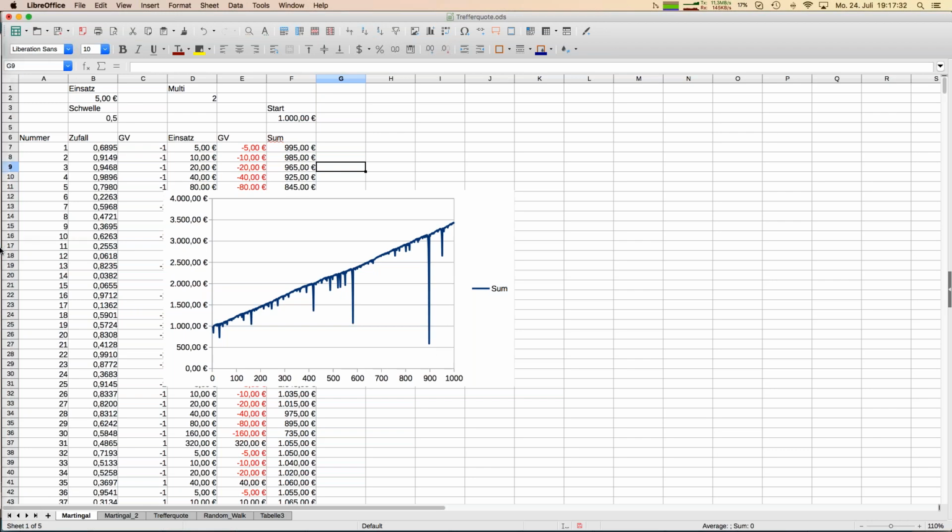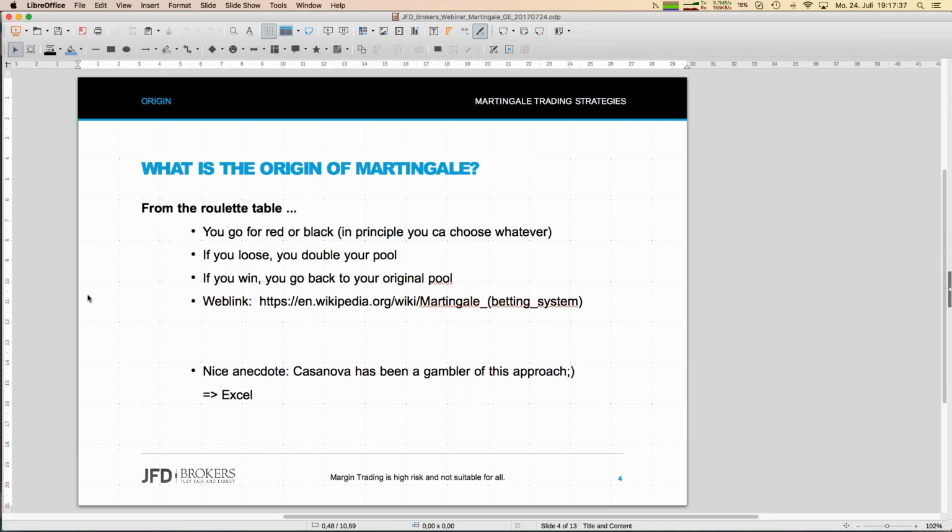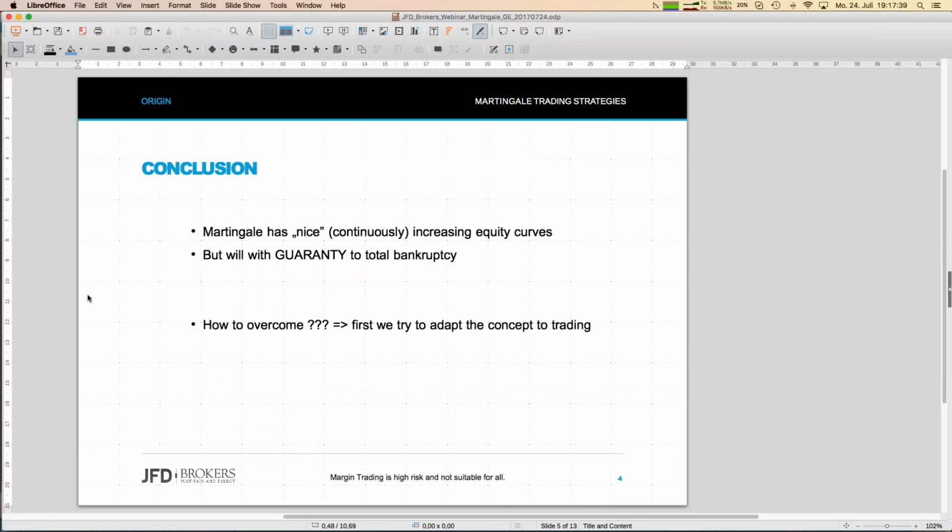And let me go quickly to the slide, because I have that in my summary here, let's call it an intermediate summary already. So on the one hand, the Martingale has nice, continuously increasing equity curves. Okay, so that makes us as a trader absolutely curious. But the downside, as shown within that Excel sheet, is that bankruptcy will come by guarantee. And I mean really 100%.